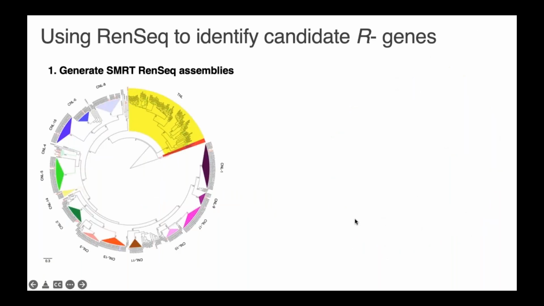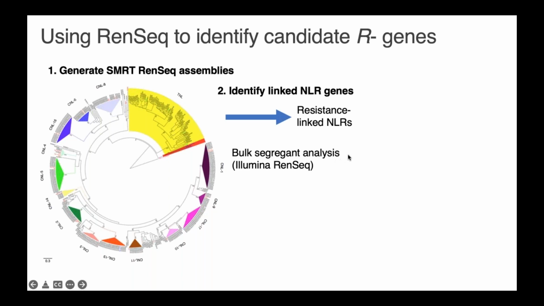We now have a fairly streamlined pipeline for identifying our genes. The first step is to perform a long read RenSeq using PacBio and the myBaits. Then we can combine this with a short read Illumina RenSeq based on different bulks, bulk resistant and bulk susceptible, identified from a segregating population. And then we can identify resistance linked NLR encoding genes from our resistant line.